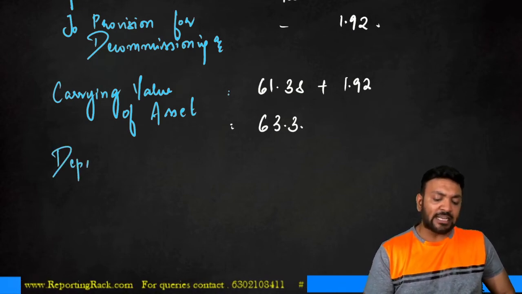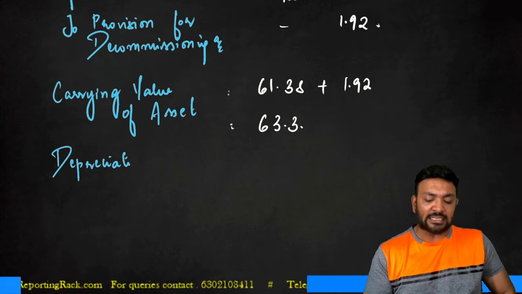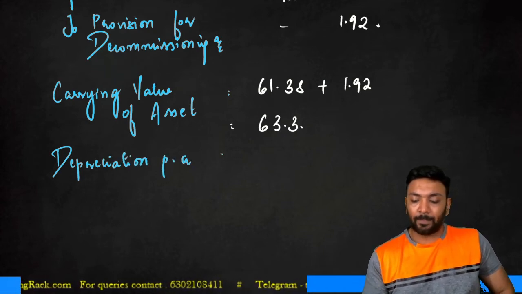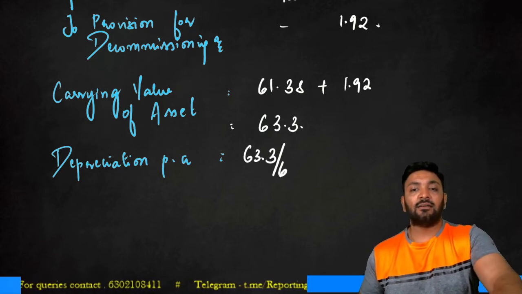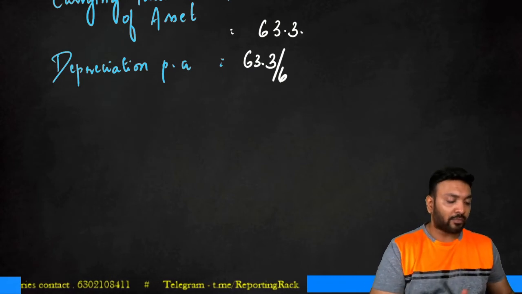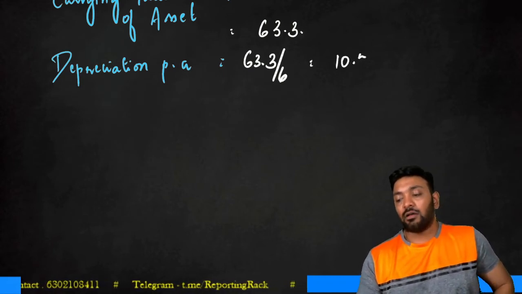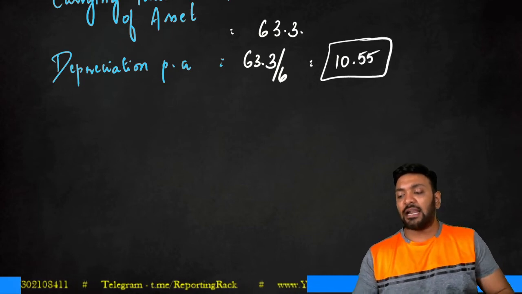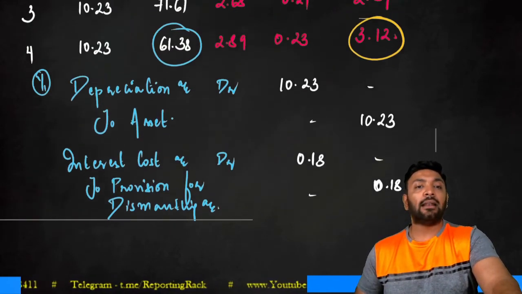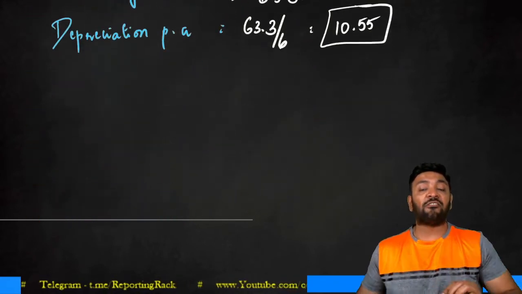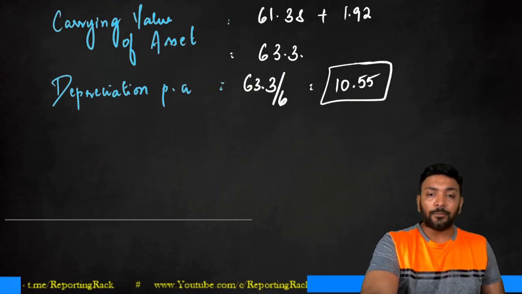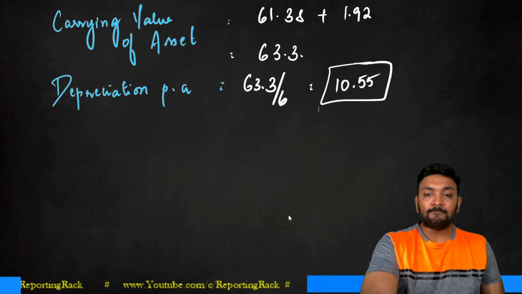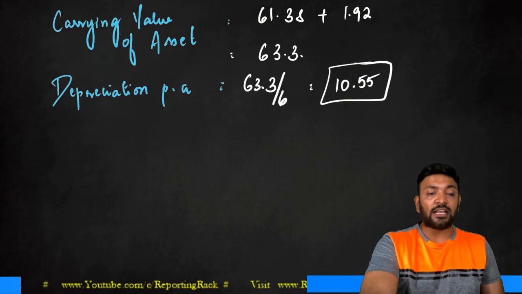The revised depreciation per annum over the remaining 6 years will be 63.3 divided by 6, which is nothing but 10.55. Earlier, I charged only a depreciation of 10.23, right? Now I'll start charging a depreciation of 10.55 for the remaining 6 years of the useful life of the asset. Clear? Let me know if you have any doubts, guys. Any doubts in the solution till here, please make sure that you ask.